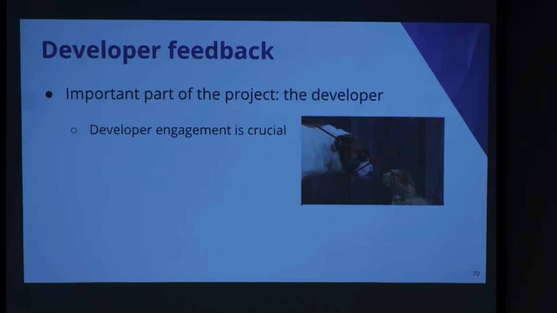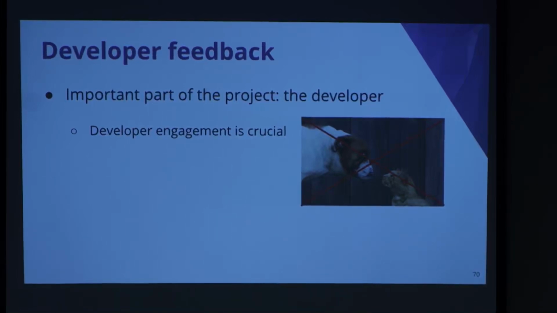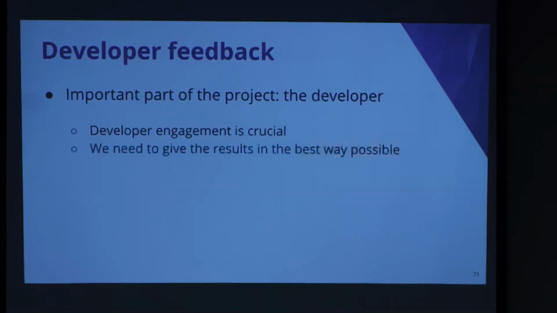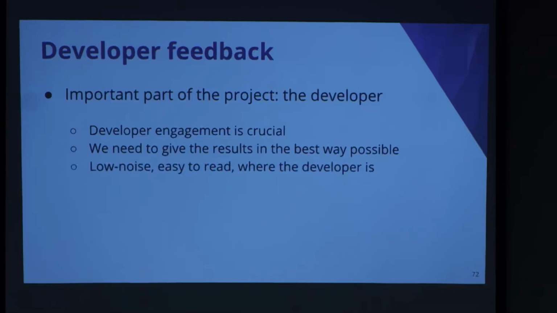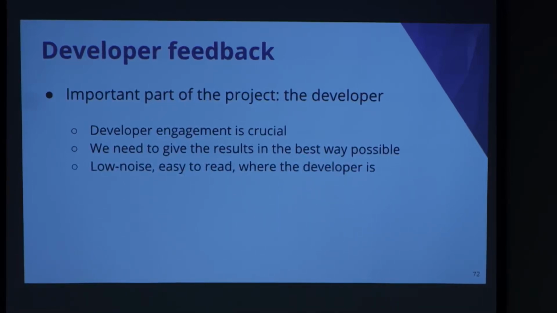We cannot be there every time. And if we want them to own the security of the app, it means that their engagement is very, very important for us. We don't want to end up in this adversarial situation where the security team yells at developers telling them, hey, you should fix the issues, and developers telling the security team, no, I'm not doing it. So we want to avoid this adversarial situation. So we need to give the results in the best way possible. What it means is we want to be low noise, easy to read, where the developer is. Globally, we want to be low friction. The more friction we had, the harder it will be to have a good relationship.